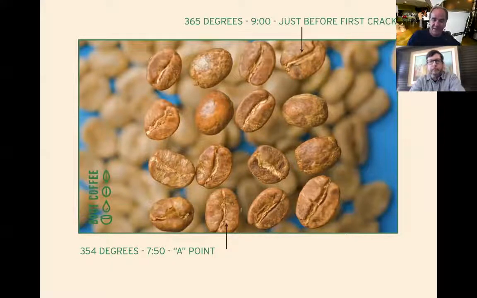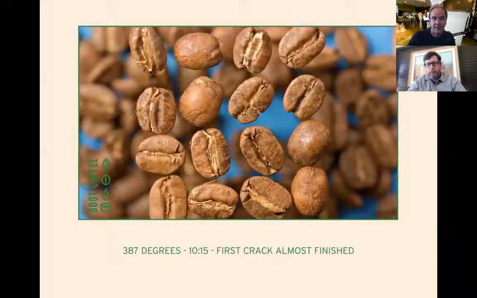At this stage, we see an early beginning of what we call the exothermic reaction. So this is where heat that is locked into the cellular structure of the coffee starts to come out. The beans now actually start helping in the generation of heat during the roasting process. Then in this specific case study, at 387 degrees, first crack almost finished, 10 minutes, 15 seconds.